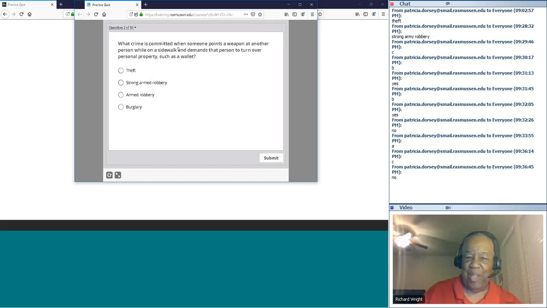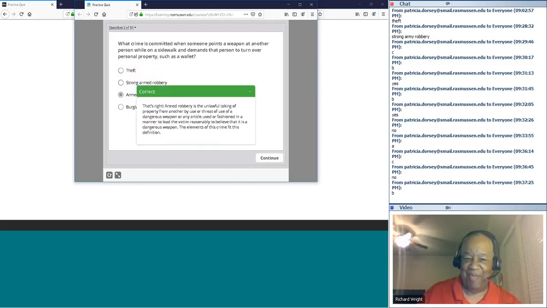What crime is committed when someone points a weapon at another person while they're on a sidewalk and demands that that person turn over personal property, such as a wallet? A, B, C, or D? You say strong arm robbery. I say A, armed robbery. Let's see who's right. I am.